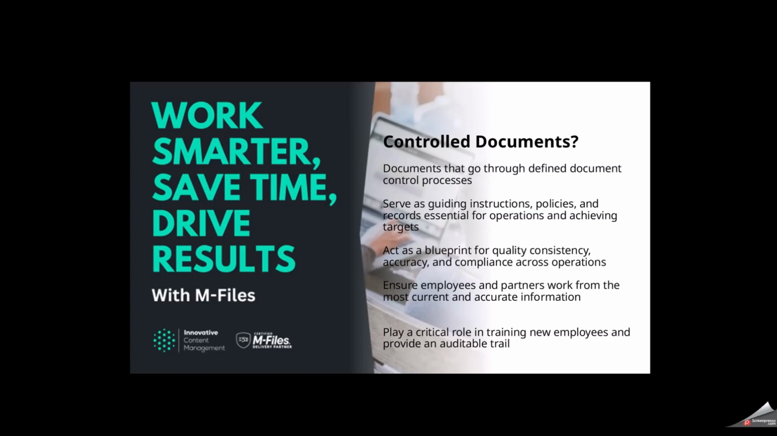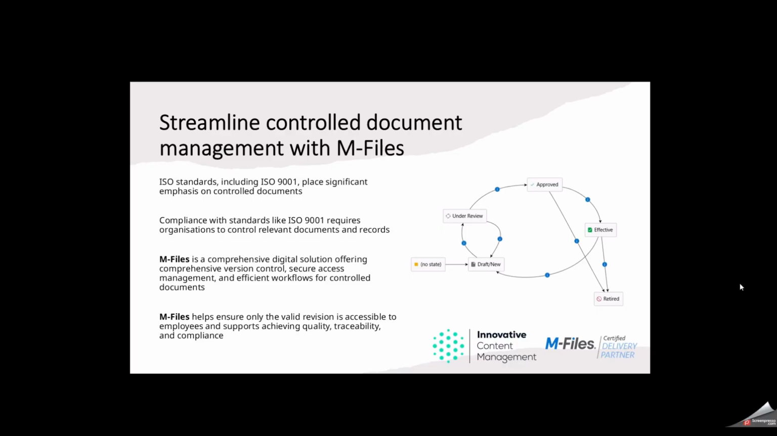Control documents are vital because they ensure everyone is working from the most current and approved information. They also provide an audit trail of how decisions have been made and processes executed. International standards such as ISO 9001 place significant emphasis on controlled documents because they ensure consistency in all aspects of an organisation's operations and help standardise processes. Organisations striving for ISO 9001 certification need to demonstrate adequate control of their quality management documents and records.